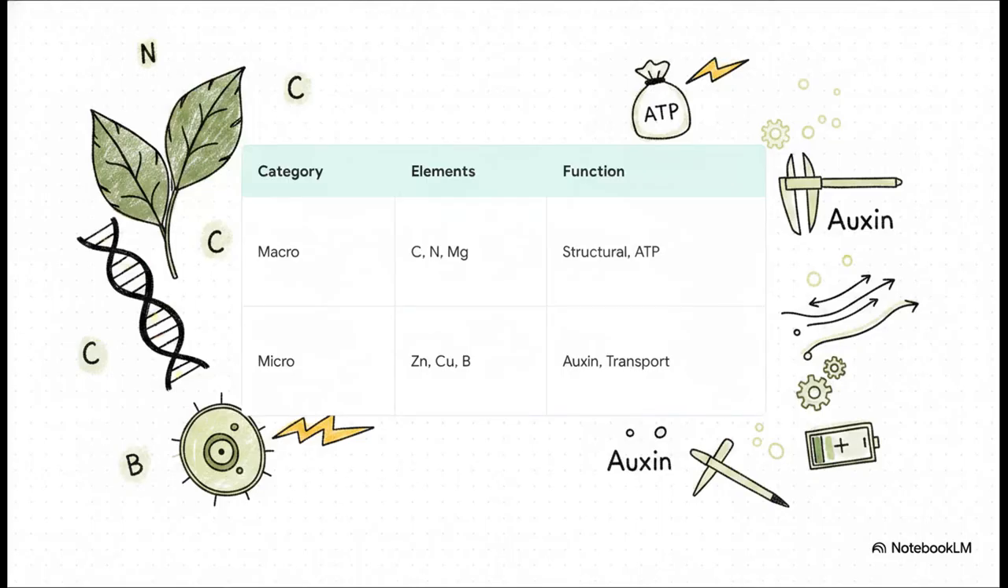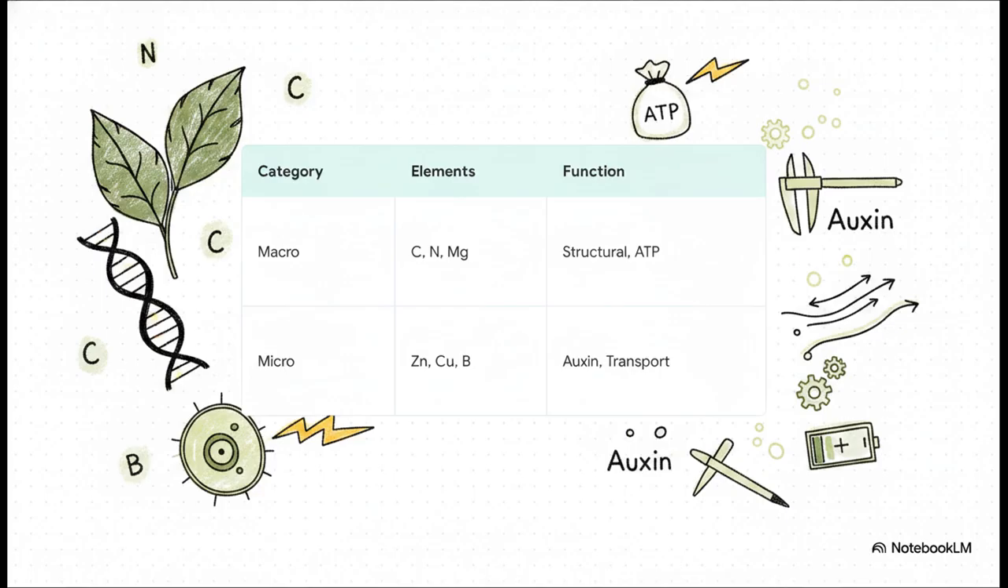To understand why we even split them up this way, you just have to look at their jobs. Think of your macronutrients as the heavy lifters. Carbon and nitrogen are literally building the physical structures and the DNA. Phosphorus is handling all the energy transfer, like ATP, and magnesium sits right at the very heart of the chlorophyll molecule to make photosynthesis happen.